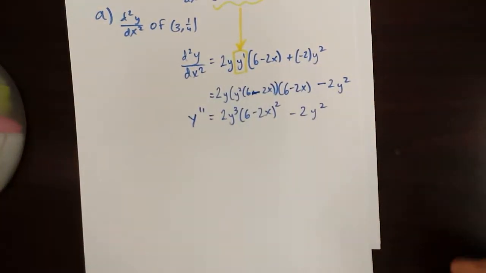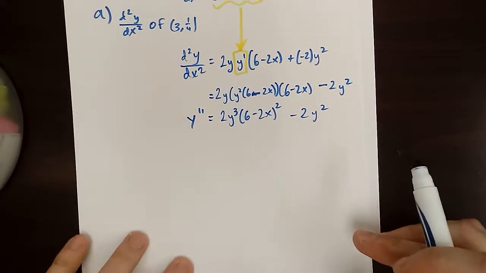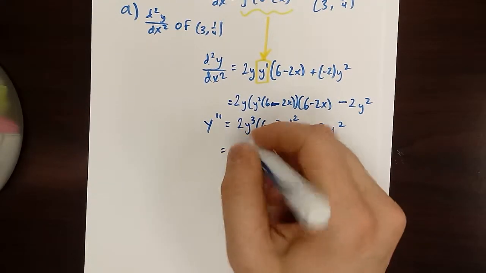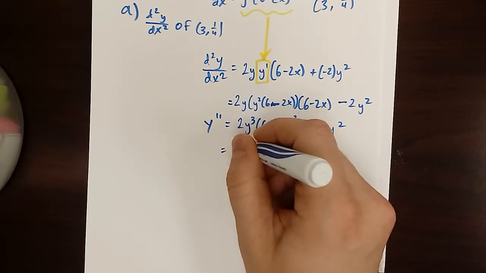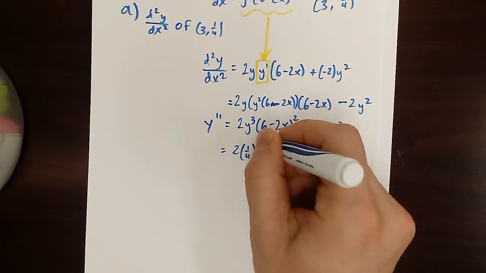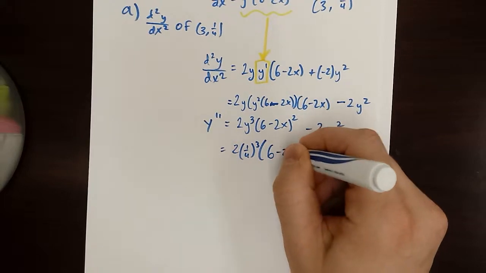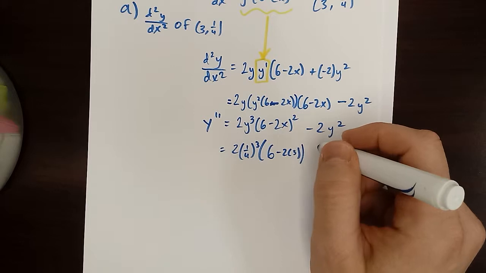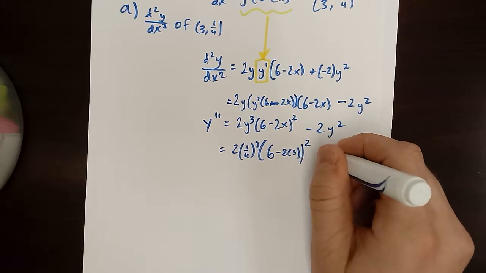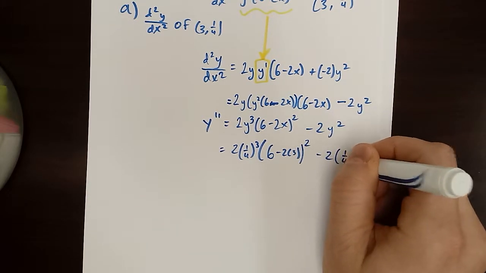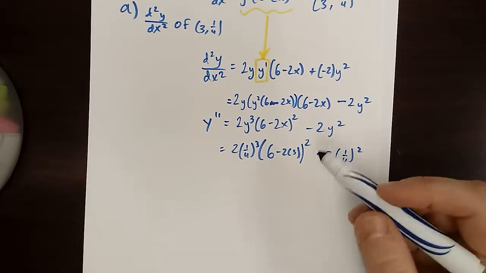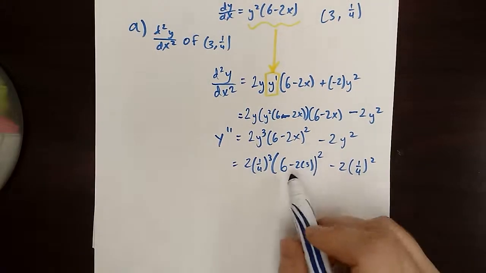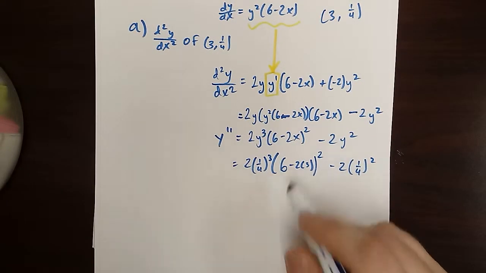I'm going to write y double prime over here. It's the same thing, right? And we're going to evaluate it now at that point, at 3, 1/4. So when x is 3, y is 1/4. Oh, that's sneaky. So let's see, 2 times a fourth cubed. A fourth cubed is, hold on, 6 minus 6 is 0.